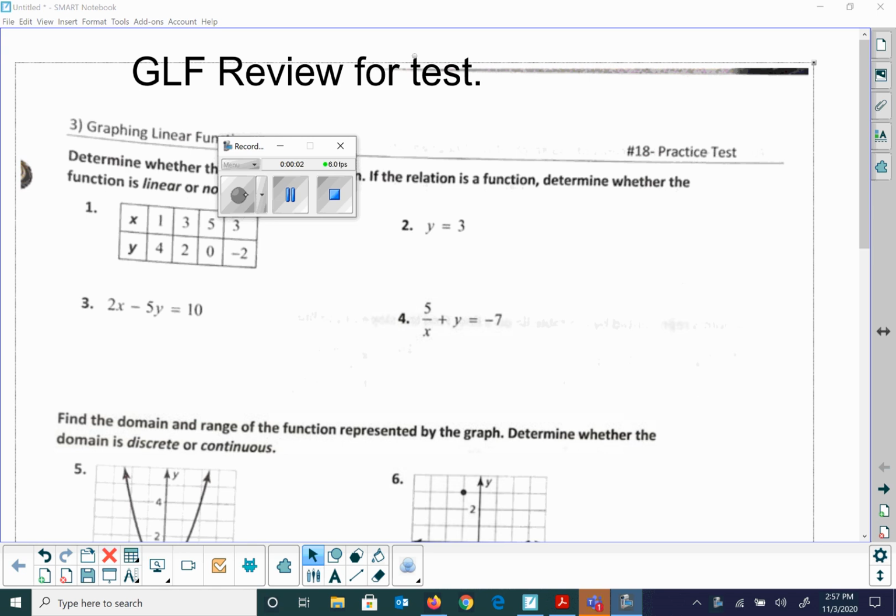ACP Algebra 1 Stirrup here. So I'm just going to go over this worksheet that's in the back of your book. We're just going to go through this as a review. So determine if it's linear or not linear.